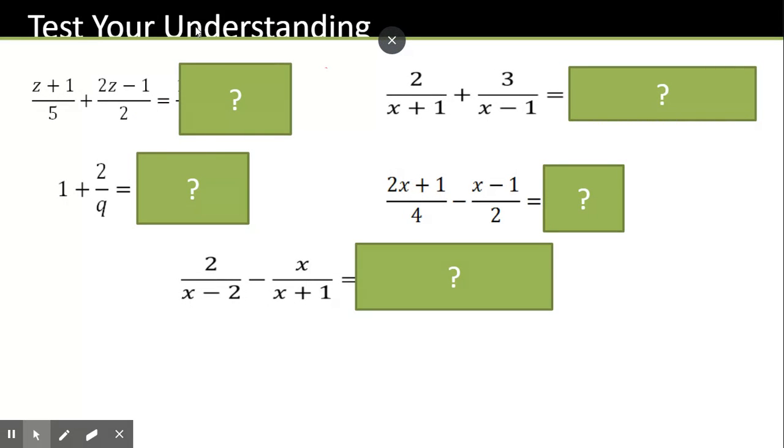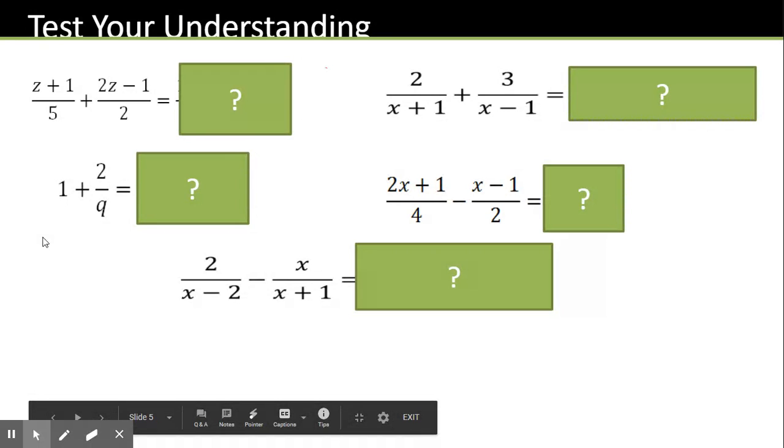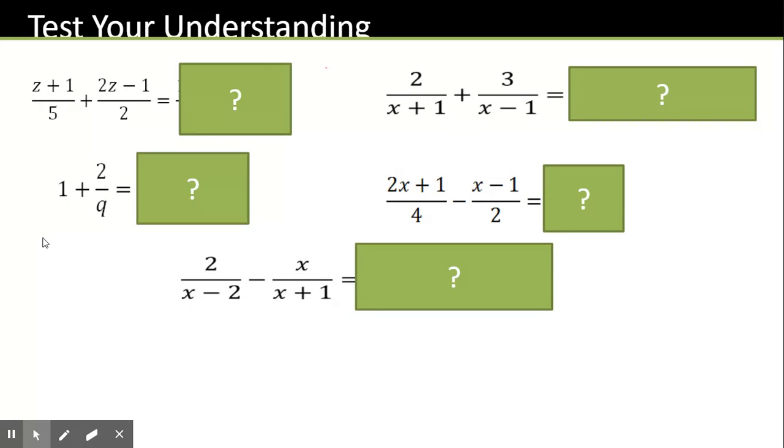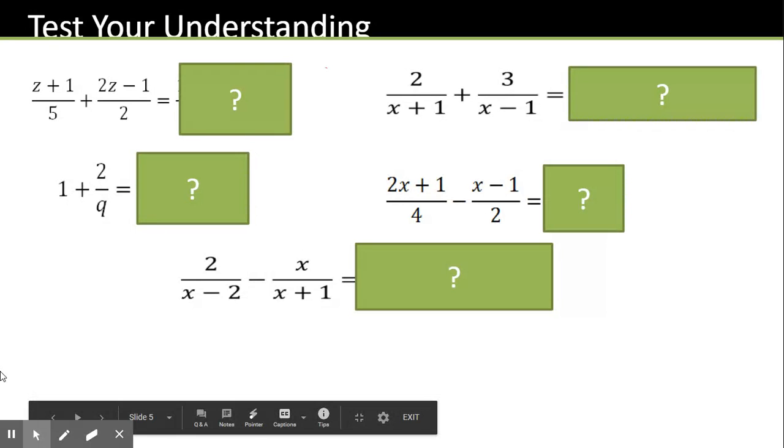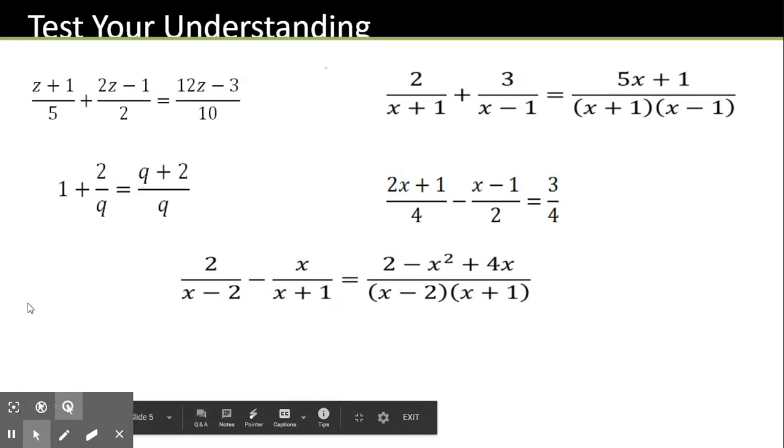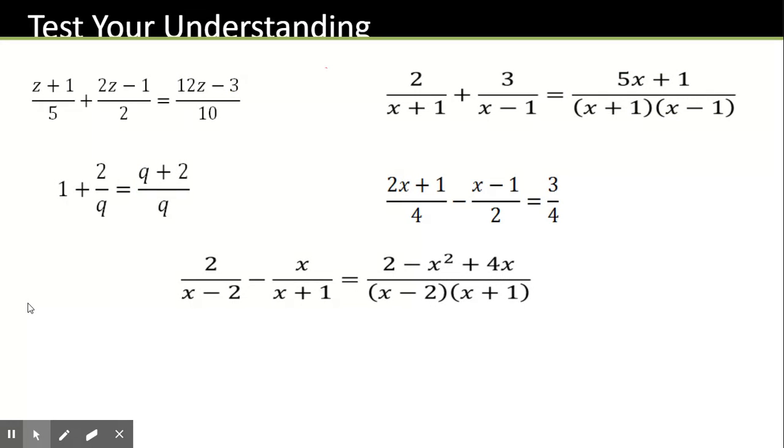Now I would like you to test your understanding by applying what we learned earlier onto these 5 questions. They are provided in slide 6 for your reference, where you can check the answer. Press pause and attempt the questions in your exercise book or paper, and then press play to verify your answers. Please press pause now and attempt the questions. Here are the answers for you to verify.